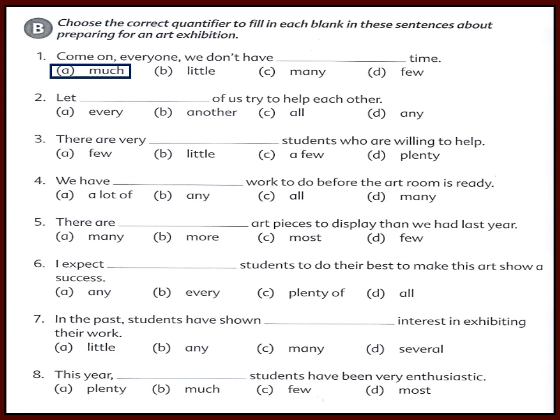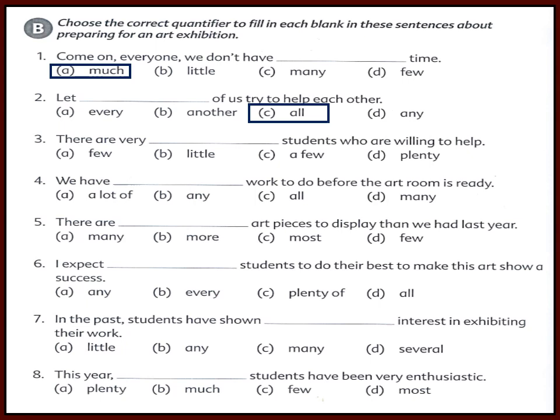Number 2: let dash of us try to help each other. Now, let every of us, let another of us, let all of us, let any of us. You will guess the answer, and I will give you the explanation of the last phrase, help each other, right? Each we use when we discuss the noun as individual. So it means we want to help each and every child individually, right? Now I think you have guessed the answer. Yes, let all of us try to help each other.